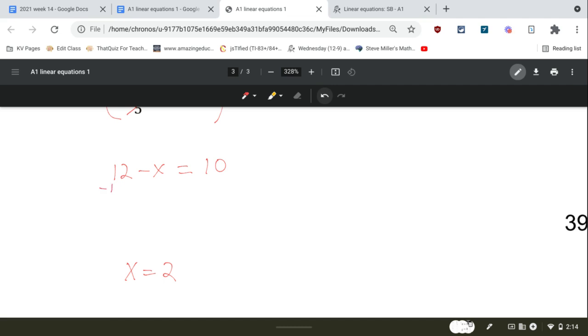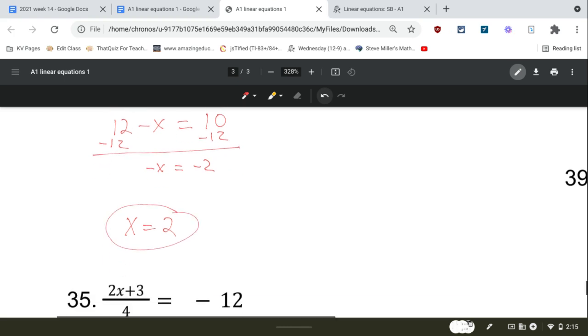Of course, if you wanted to work it out, you'd minus 12 from both sides. That would leave you with negative x is equal to 10 minus 12, which is negative 2. And then regular x would equal regular 2. Okay.